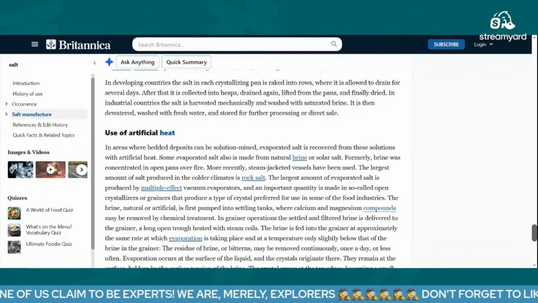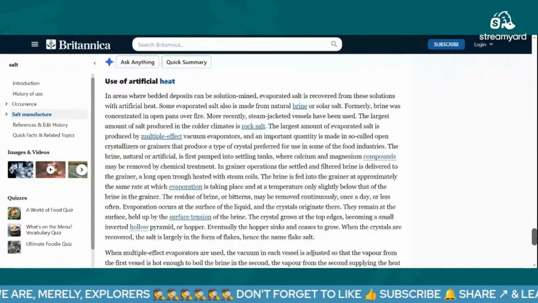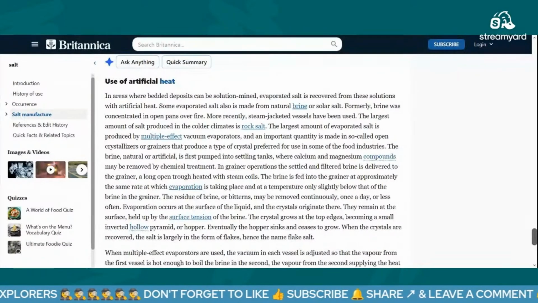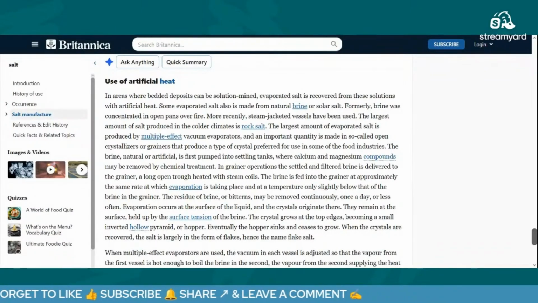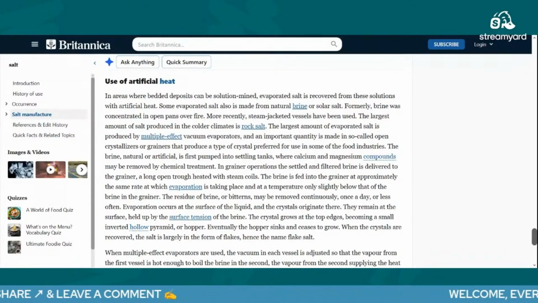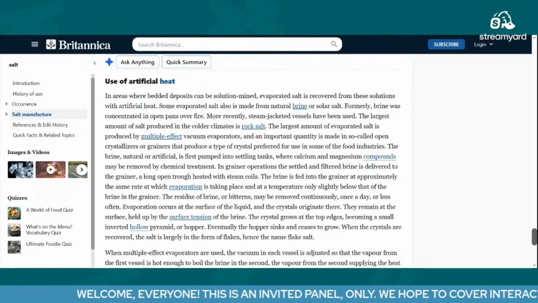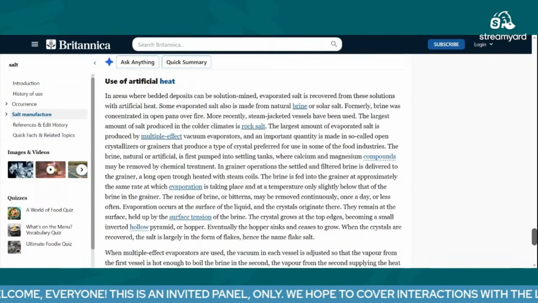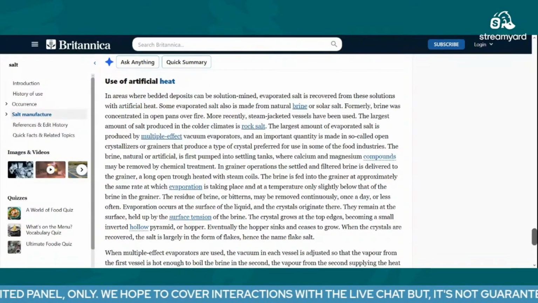Use of artificial heat. In areas where bedded deposits can be solution mined, evaporated salt is recovered from these solutions with artificial heat. Some evaporated salt also is made from natural brine or solar salt. Formerly, brine was concentrated in open pans over fire. More recently, steam-jacketed vessels have been used.